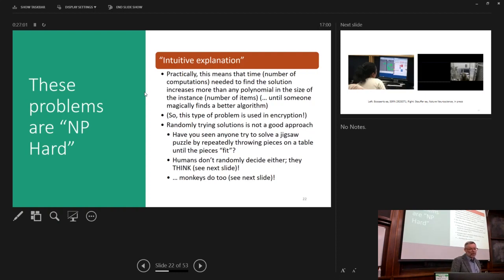So if somebody finds a really, really good algorithm, that's going to be a lot worse than ChatGPT, I can tell you. Now, I already mentioned randomly trying solutions is not a good approach. There is a very fundamental theorem about this, but let me just give you the intuition. Have you ever seen somebody try to solve a jigsaw puzzle by repeatedly throwing pieces on a table until the pieces magically fit? Right? You don't do that. So we naturally feel like we shouldn't do that.